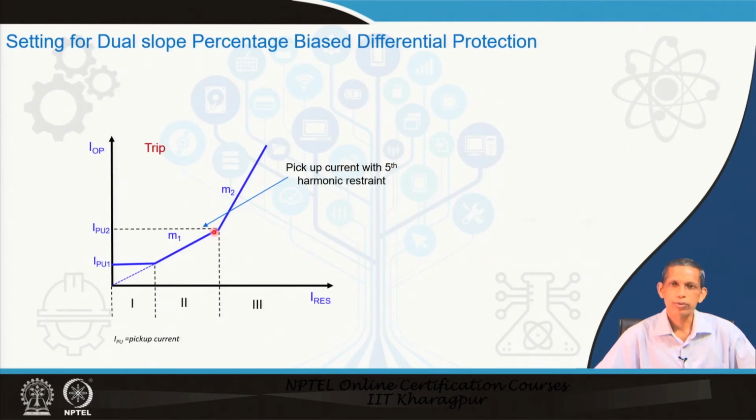So, this will be addressed in the subsequent lectures to clarify that perspective: what the fifth harmonic restraint is and how that is being set in a numerical relay. And then the high slope region about the M2, and the corresponding percentage bias characteristic that is being set for a relay in a numerical relaying platform.